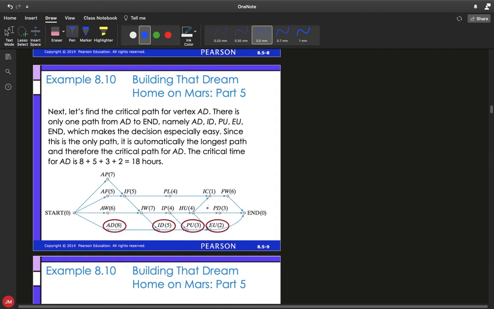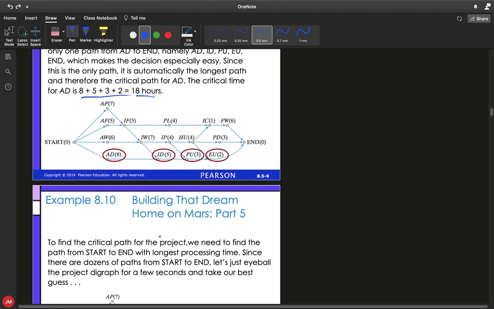Okay, so next, let's do the same thing for this vertex AD. There's really only one path from AD to the end, which is to go from AD to ID to PU to EU all the way to the end. And when you add those together, you end up with a total critical time of 18 hours. And again, that's just because there was no other path to go. It was not as if any of these ever went up to any of the other paths. It only went through that bottom path, so AD only has one possible critical time.